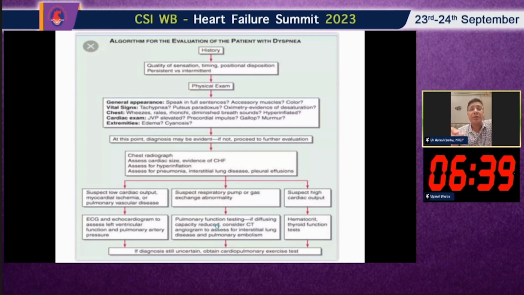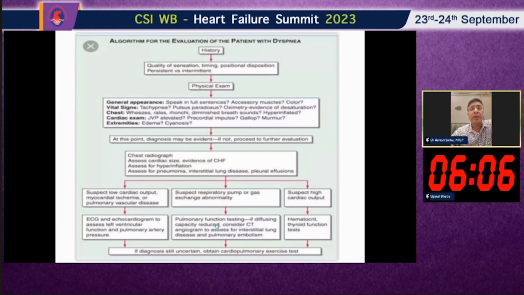When you examine the patient, look for pulsus paradoxus. When you do SpO2, what is the saturation, whether it's low or normal. When you examine the patient, do you find wheezing, do you find strong cries? Then JVP, whether it's elevated or not, gallop rhythm, murmur, and look at the legs for edema and cyanosis, as I said. So when you take a history and look at the patient, you have almost all the diagnosis.